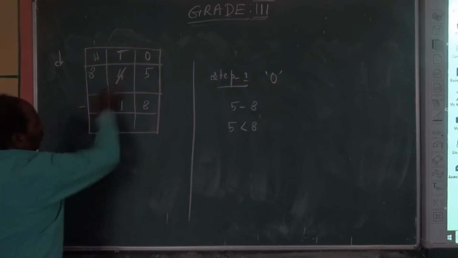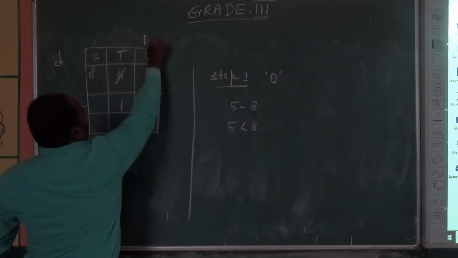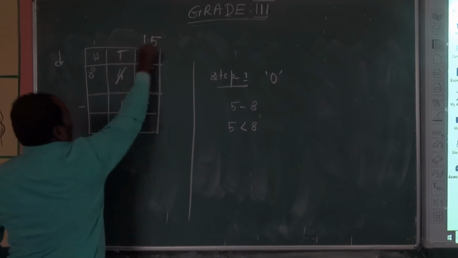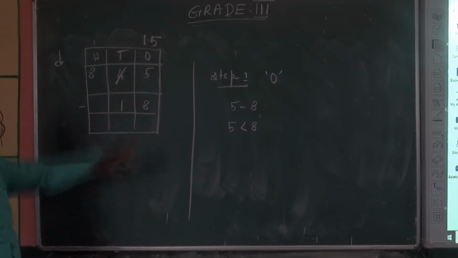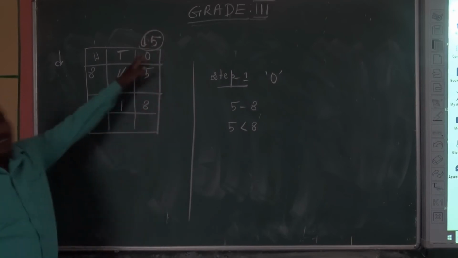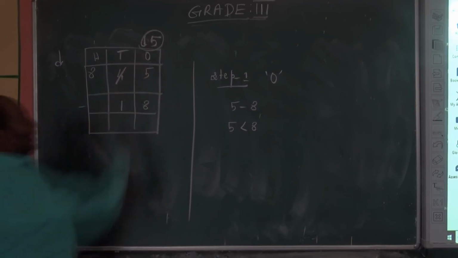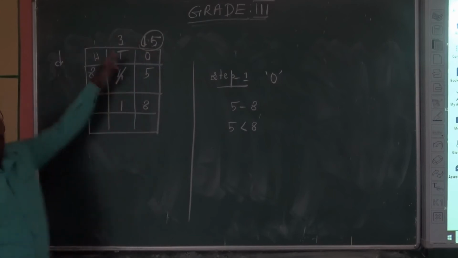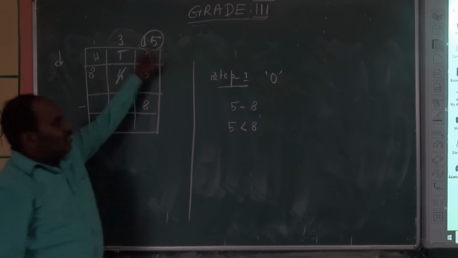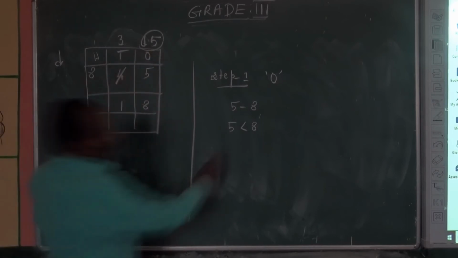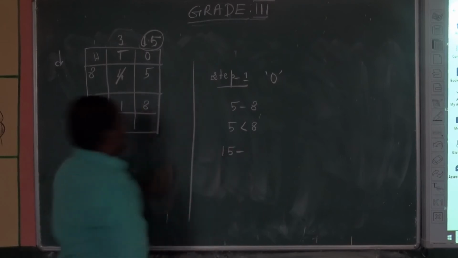So borrow 1 from the tens place. Here 5 ones, 1 ten, 5 ones, that means 15 ones. So 5 becomes 15. Here 4 borrow 1 means 3. Listen here. First we subtract the ones place. Here ones place is now 15 minus 8.